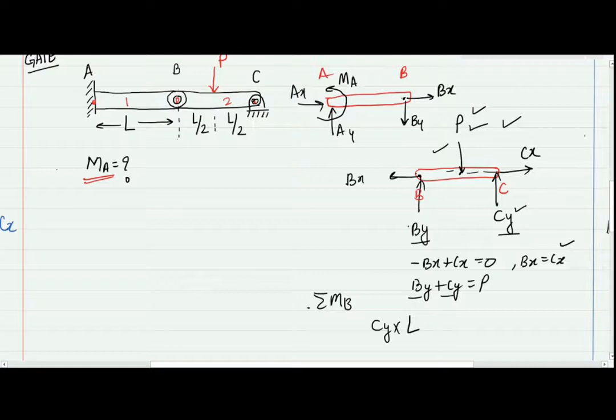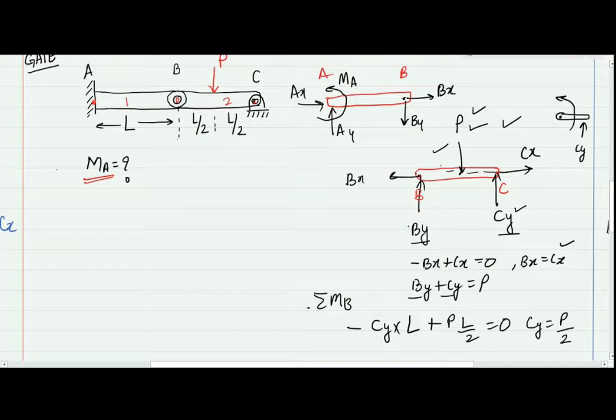Clockwise, counterclockwise? Let's make a small figure. This is my pin joint and this is Cy. So the whole body is going to rotate in the counterclockwise sense, so it will be negative. Similarly, when I am applying a downward force, the system will rotate in the clockwise sense. So I will put plus P into L by 2 is equal to 0. It will give me Cy is equal to what? Cy is equal to P by 2.